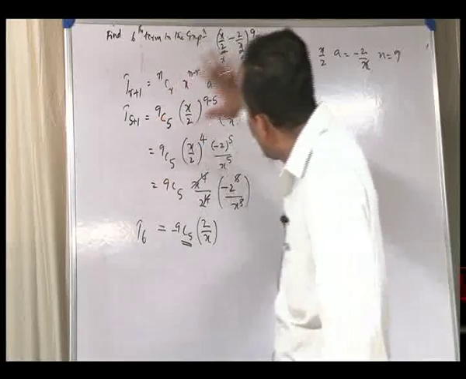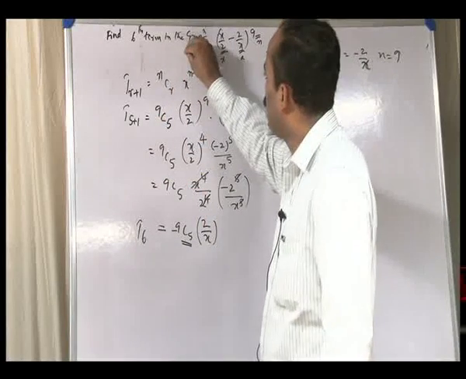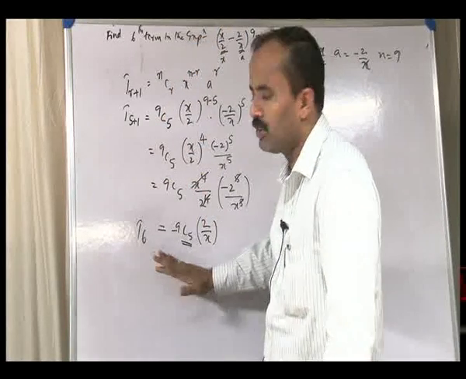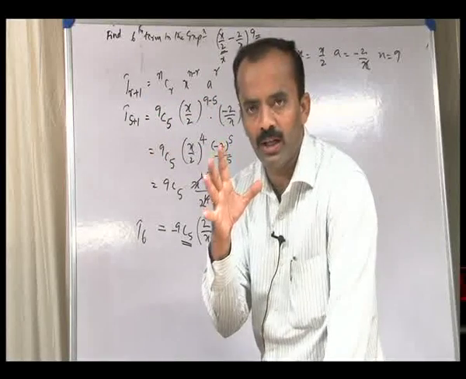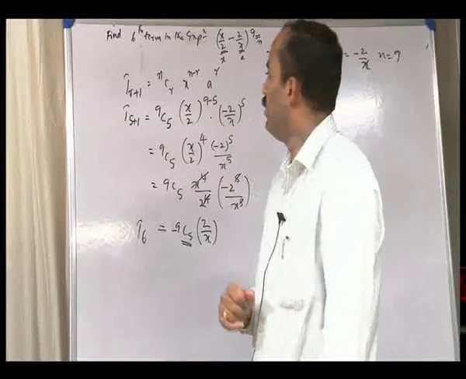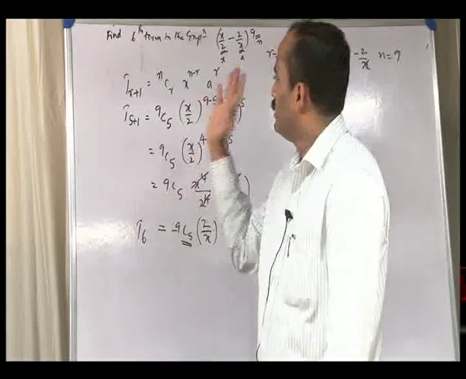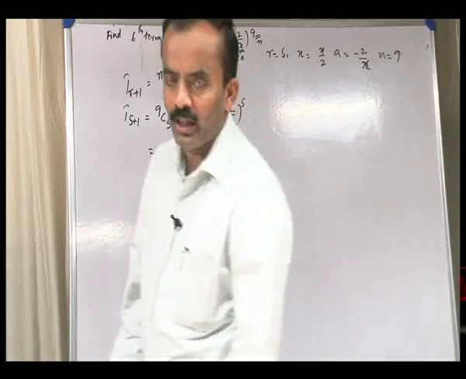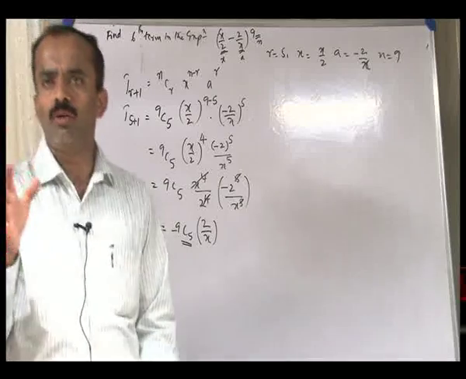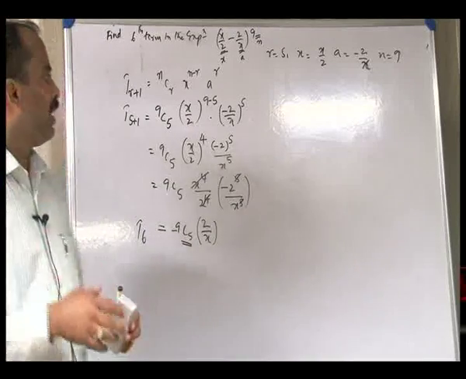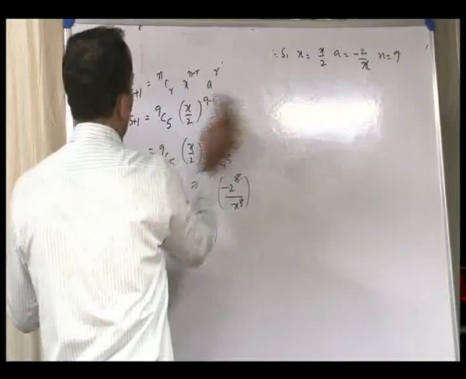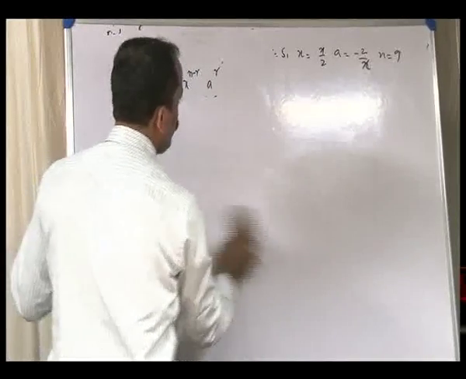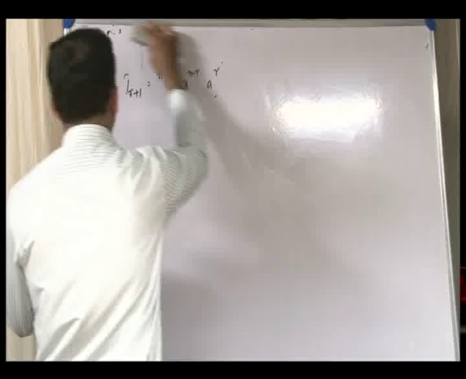But without an expansion, we can easily find out the sixth term in the expansion using the general term. That is the advantage, that is the prominence of the general term. So, using the general term we can directly find out whichever term we want. Next problem.